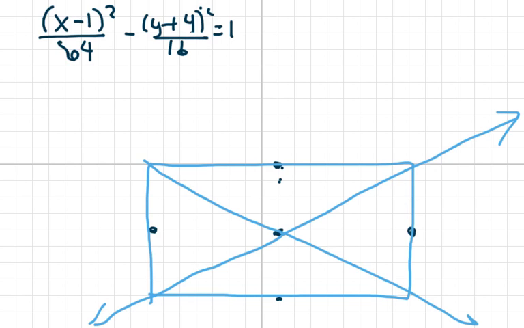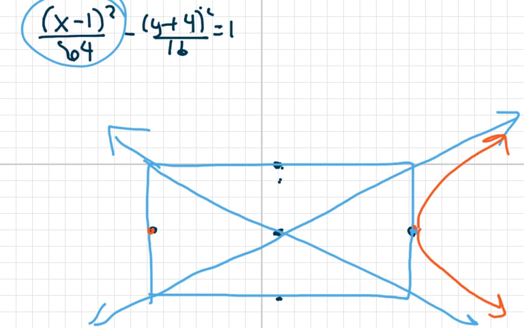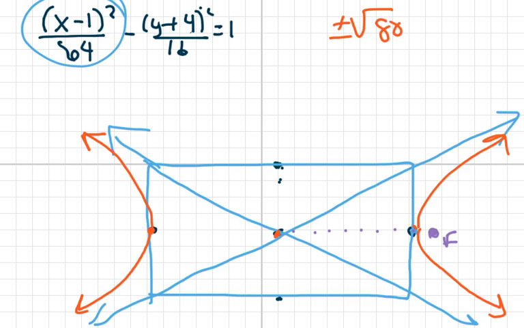All right. Now this one, since x starts first, it's going to open left and right. Here are your vertices. So it's going to open up in this way. And your focus was what? Square root of 80, plus or minus square root of 80, which is close to 9. So from here, we're going out 9. Let's do purple. 1, 2, 3, 4, 5, 6, 7, 8, 9. So it's about there. And your other focus is right about there.